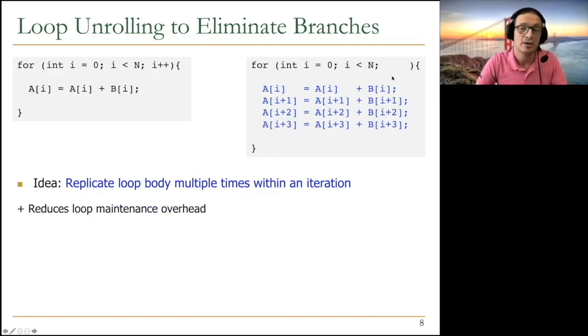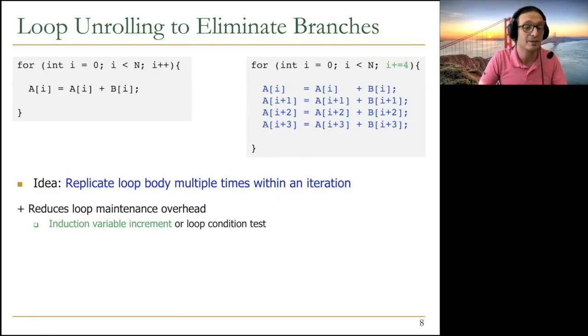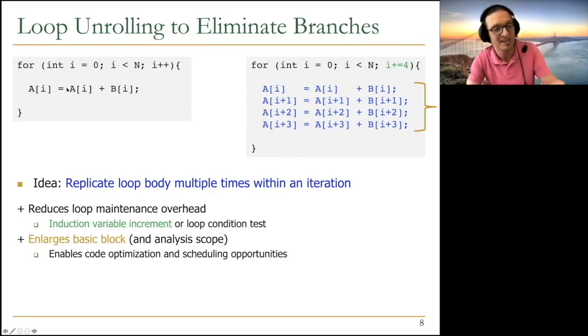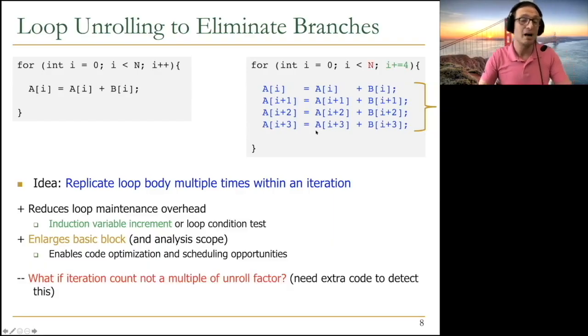So you need to make sure you increment the values correctly, and that's going to be a problem actually. But if you do this now, you don't execute as many branches, you don't execute as many loop control instructions, etc. So you reduce the loop maintenance overhead. Induction variable increment or loop condition test goes away or reduces by 3/4 in this case. You enlarge the basic block. Now you have a bigger basic block over here as opposed to a single set of instructions. This enables code optimization and scheduling opportunities. And the problem happens usually when the iteration count is not a multiple of the unroll factor. So in this case, the unroll factor is 4.